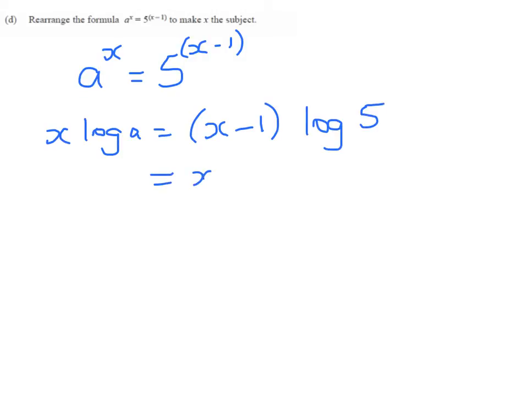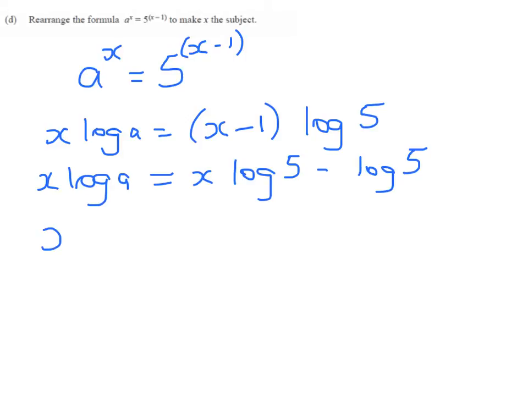We can expand this to get x log 5 minus log 5. And we've still got x log a on the left hand side. Now I want to collect up the terms that have got x's in them on one side. So we'll go x log a, take away x log 5 is equal to negative log 5.